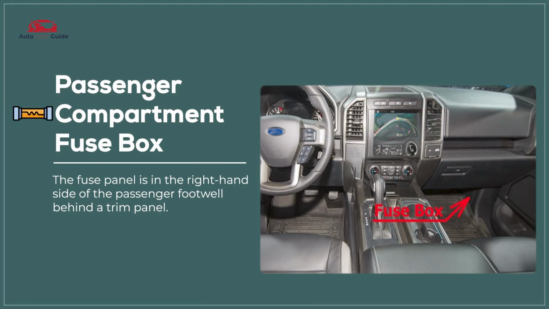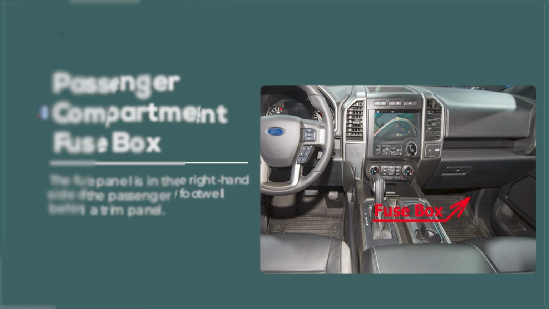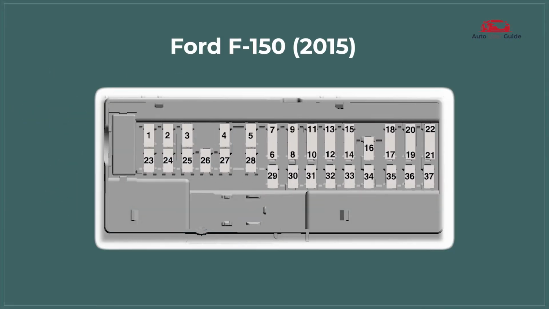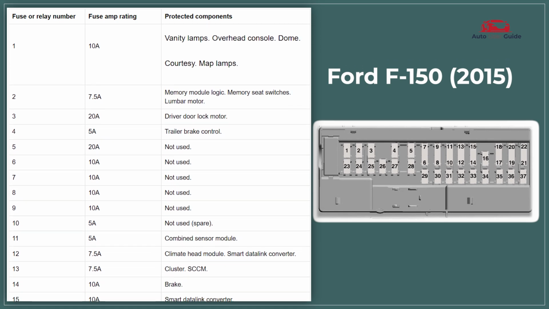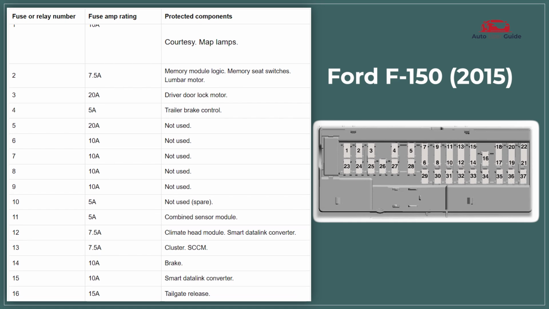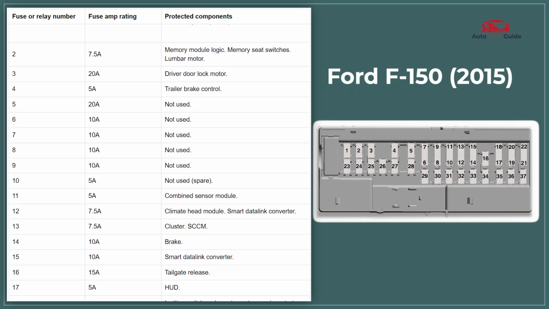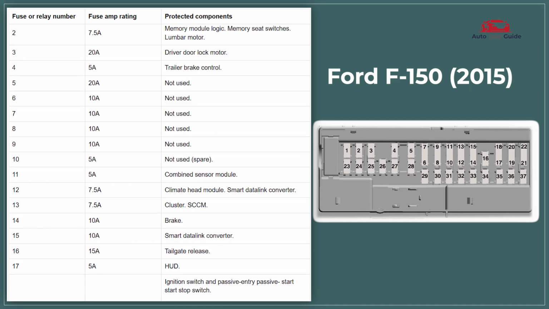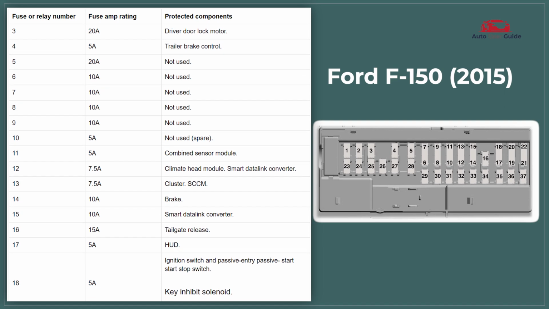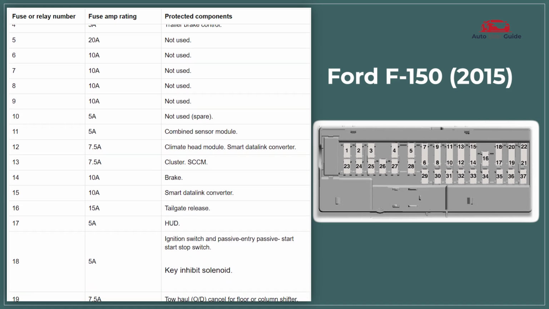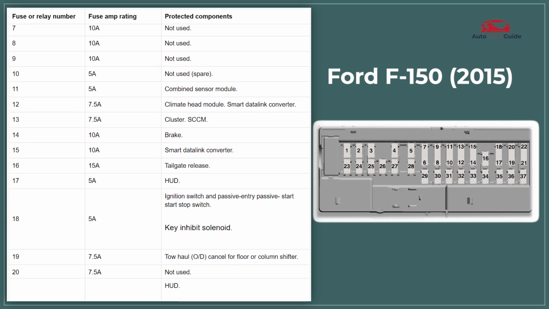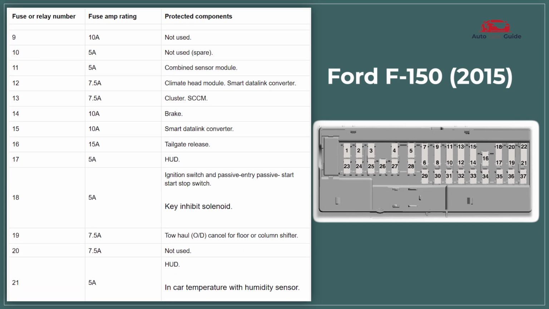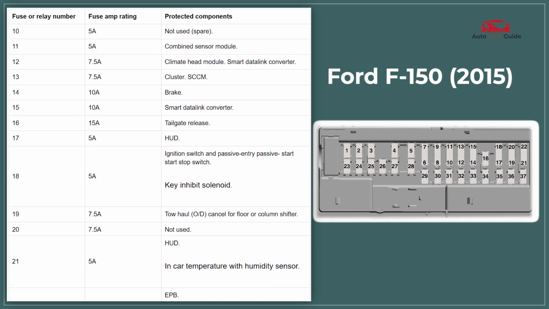Passenger compartment fuse box. The 2015 Ford F-150 passenger compartment fuse box contains fuses that protect various electrical components, such as the power windows, interior lights, and infotainment system. It includes both mini and micro fuses, allowing for compact arrangement. Each fuse is clearly labeled for easy identification. The system also supports relays for high-power circuits.